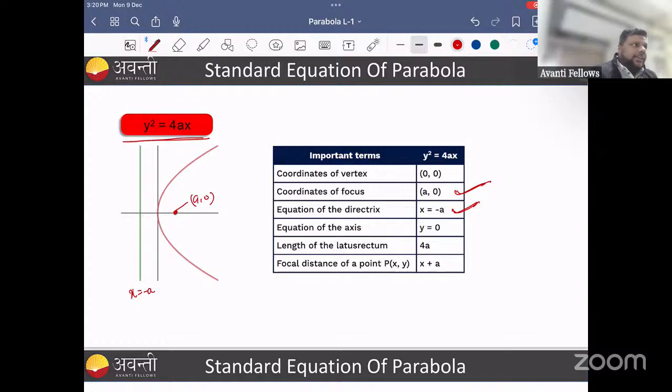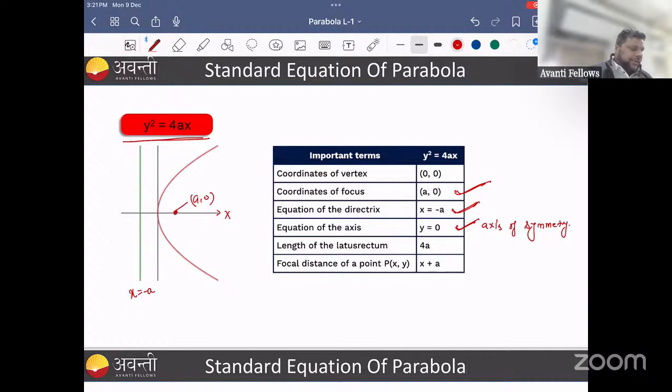Now a line which is perpendicular to the directrix and passing through the focus is what we call the axis of the parabola, which is in this case the x-axis. This is the axis of the parabola, also called the axis of symmetry. So a line perpendicular to the directrix and passing through the focus is called the axis of the parabola, or the axis of symmetry. Got it?